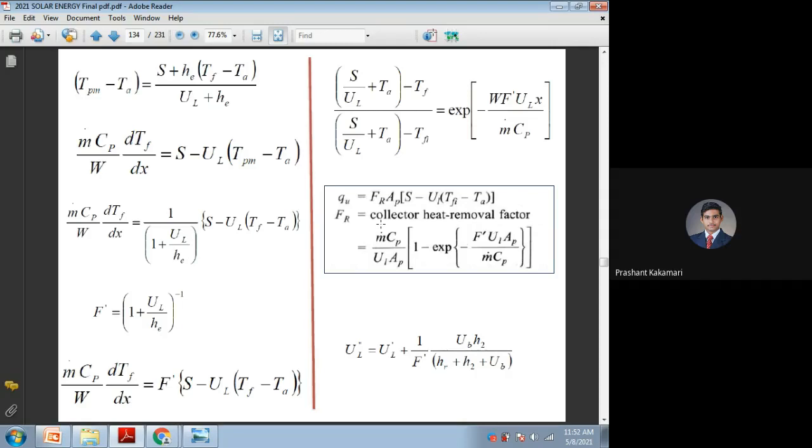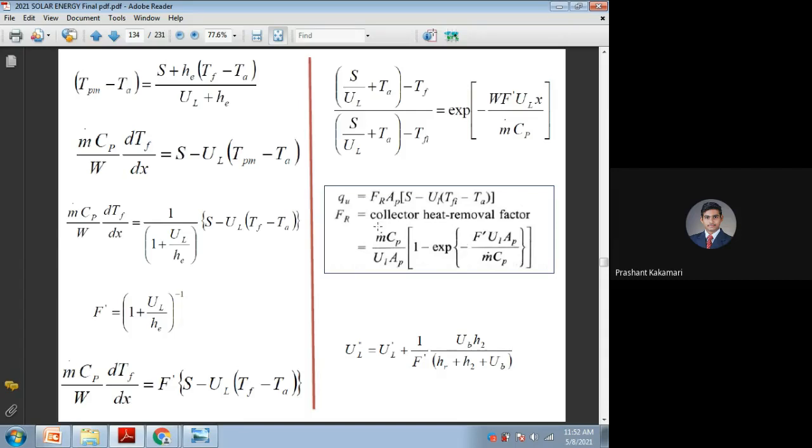The next parameter is the heat removal factor, which is very important. How much heat? By and large, you can understand that F dash or the FR, the heat removal factor, is nothing but how much heat is removed from the absorber.